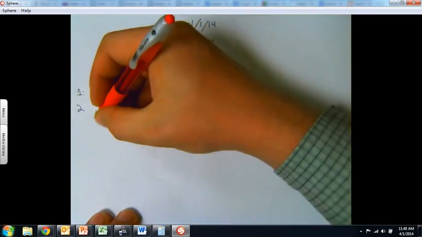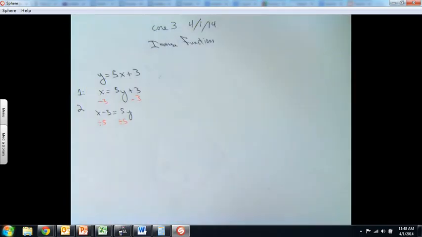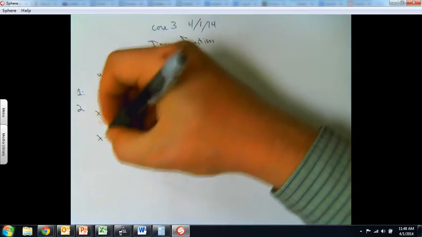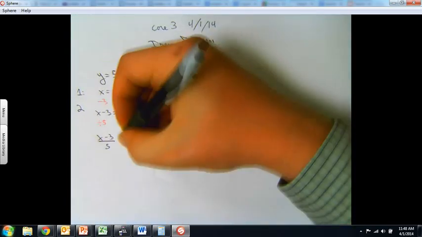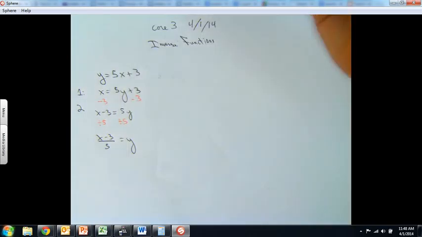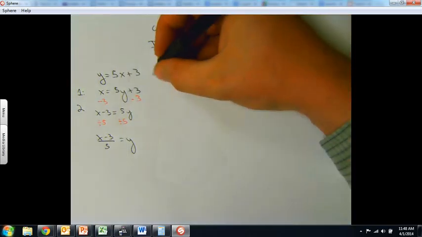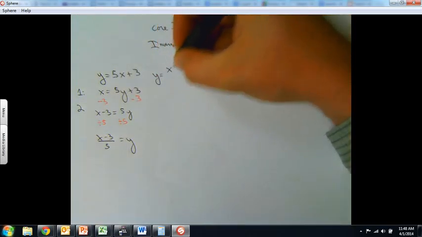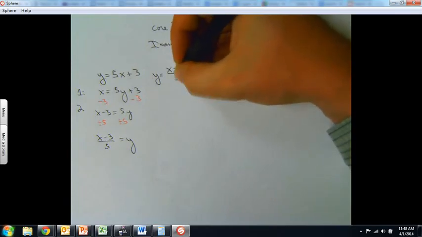So I'm going to do minus 3. That gives me x minus 3 equals 5y. To get rid of the 5, I'm going to divide by 5, divide by 5. I have x minus 3 over 5 equals y. So my inverse function is y equals x minus 3 over 5.